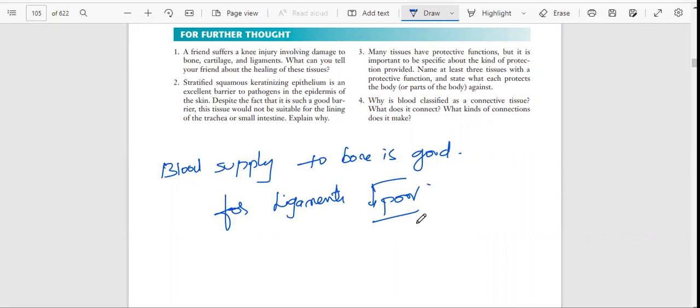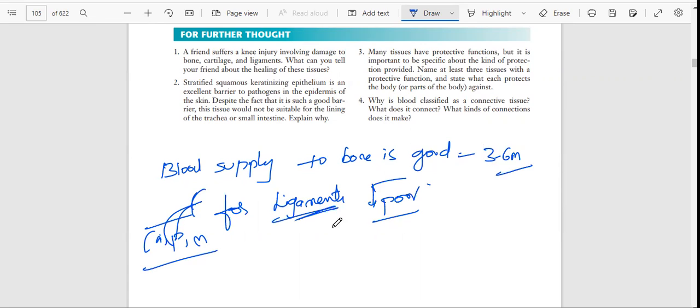Understood? So who will heal first, bone or ligament? Bone. Yeah, very good. So bone has a good blood supply. Whenever you have blood supply, it carries nutrition. So what does bone need? Bone needs calcium, phosphorus, magnesium, so all types of minerals. If you give them continuously, then bone will heal in 3 to 6 months.